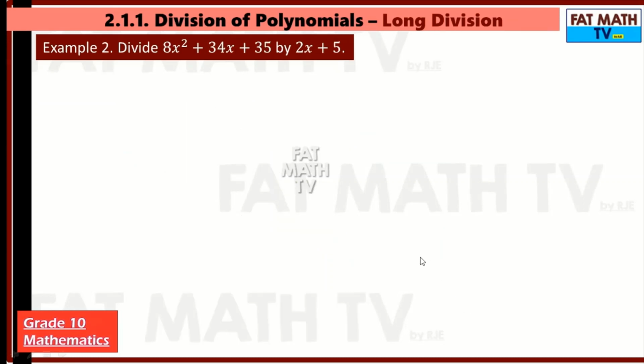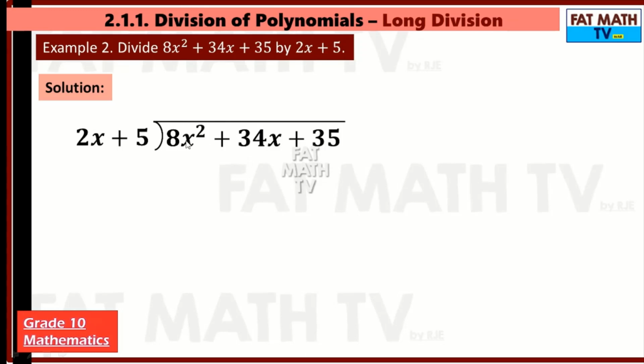Okay, let us have our second example. Divide 8x squared plus 34x plus 35 by 2x plus 5. So we have here a polynomial, because our exponents here are 2, 1, and 0 for x. And then another polynomial, or what we call a linear expression. We have here x with exponent 1.